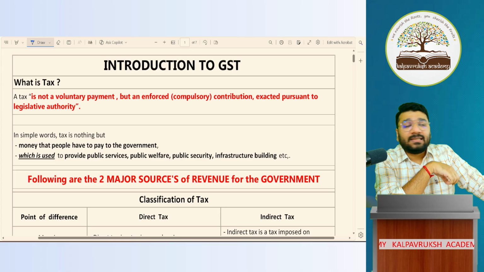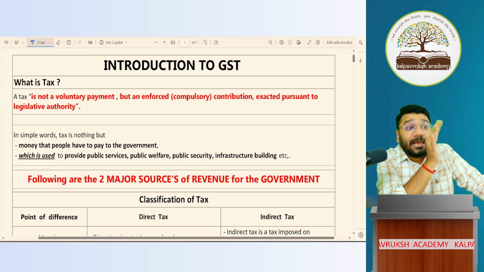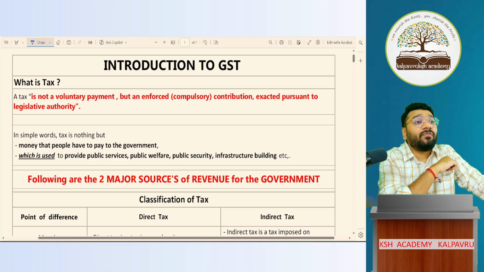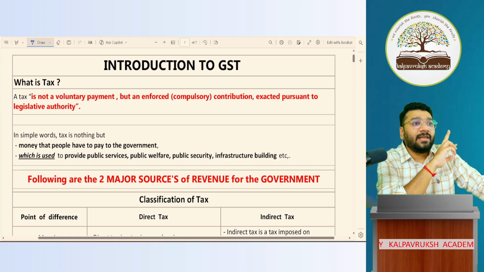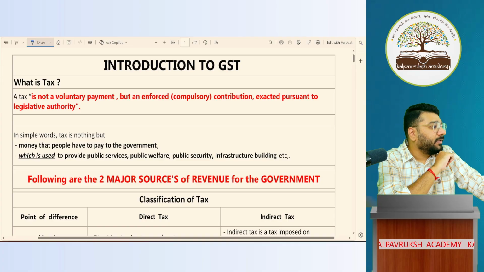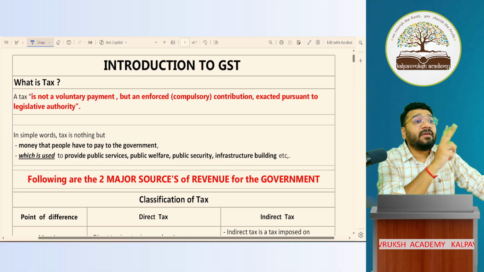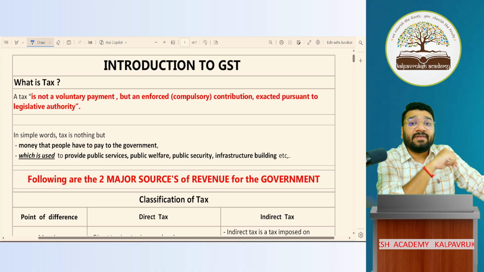It's a tax that is imposed on, levied on, calculated on the supply of goods and services. So whenever we talk about buying goods, selling goods, GST will come into picture. Whenever we talk about giving service, rendering service, receiving service, GST will come into picture. So any tax that is levied on the supply value of goods and services is called goods and service tax.